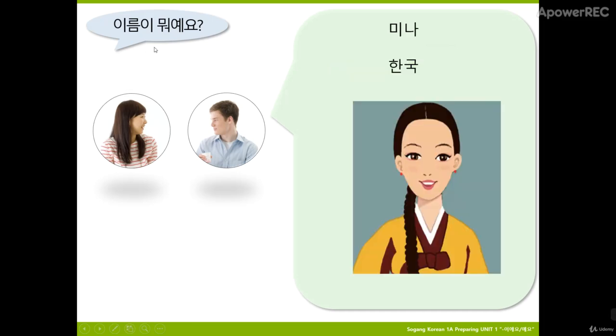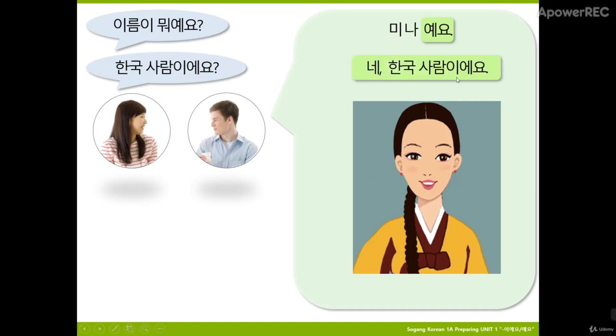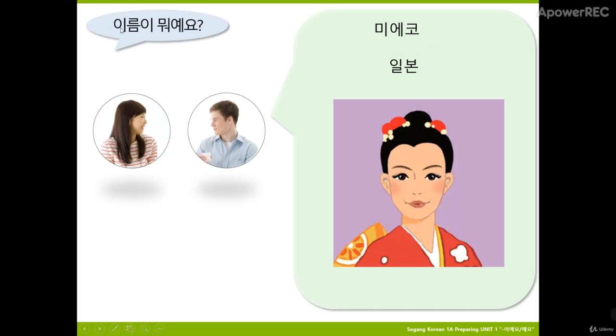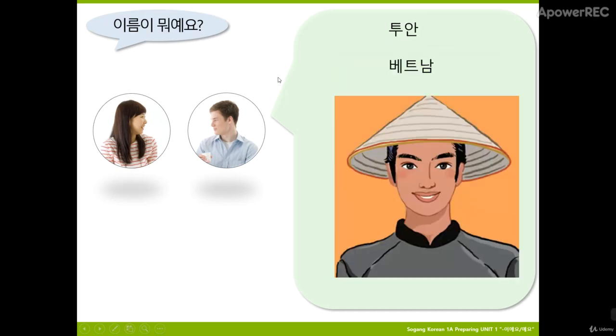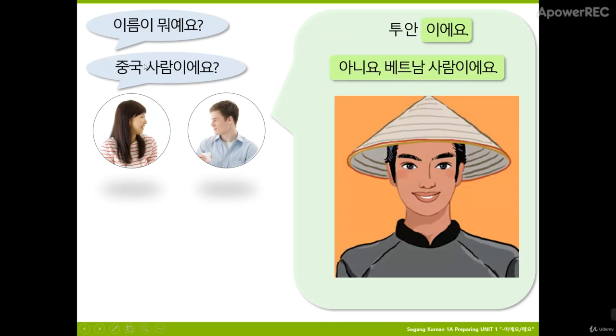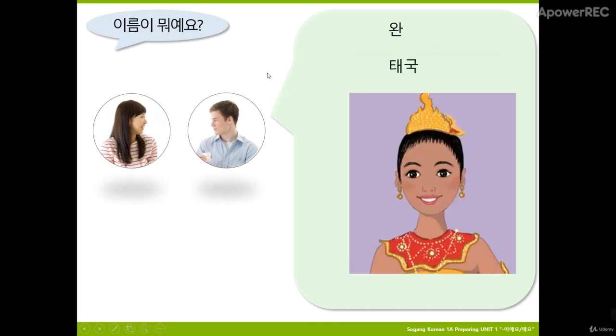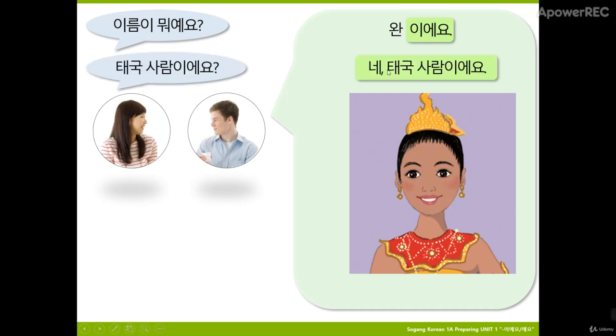American. 이름이 뭐예요? 미나예요. 한국 사람이에요? Korean. 네, 한국 사람이에요. Yes, I'm Korean. 이름이 뭐예요? 미에코예요. 프랑스 사람이에요? 아니요, 일본 사람이에요. So this is France and then this is Japan. 이름이 뭐예요? 투안이에요. 중국 사람이에요? 아니요, 베트남 사람이에요. Are you from China? No, I'm from Vietnam. 이름이 뭐예요? 왕이에요. 태국 사람이에요? 네, 태국 사람이에요.